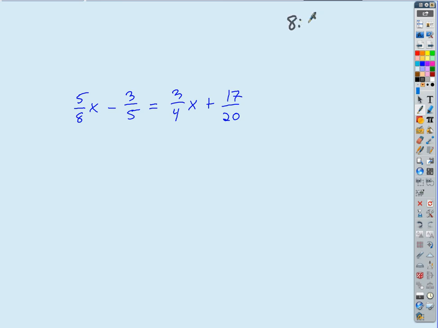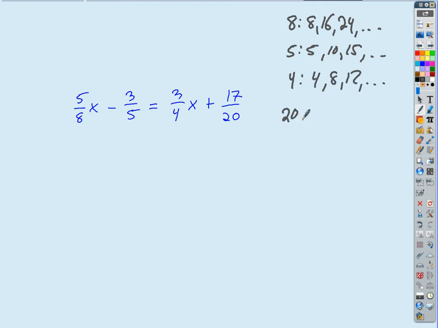For the 8, we'd get 8, 16, 24, etc. For the 5, we get 5, 10, 15, etc. For the 4, we get 4, 8, 12, etc. And for the 20, we get 20, 40, 60, etc. Do you see that the one that's taking the biggest steps is the 20? So it's easier for us, rather than look at all these big lists of multiples for the smaller denominators, to just look at the multiples of the biggest denominator and see the first one that works for the rest of them. 4 and 5 both go into 20, but 8 doesn't.